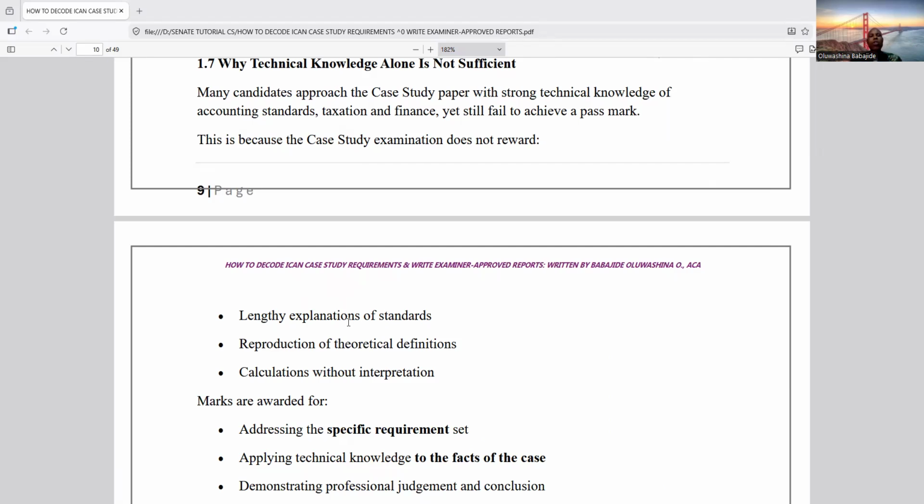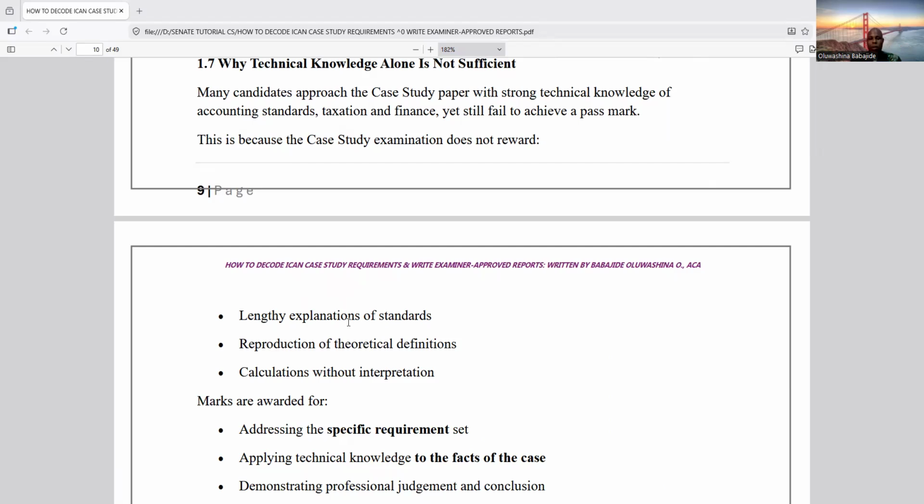Then calculation without interpretation. When you calculate, that's what we call analysis in the appendix. You make all your analysis in your appendix. So calculation should be in your appendix. Some students make use of that appendix alone. They will use 2 hours to calculate without interpretation. That means you are working towards getting only 10 marks for that.